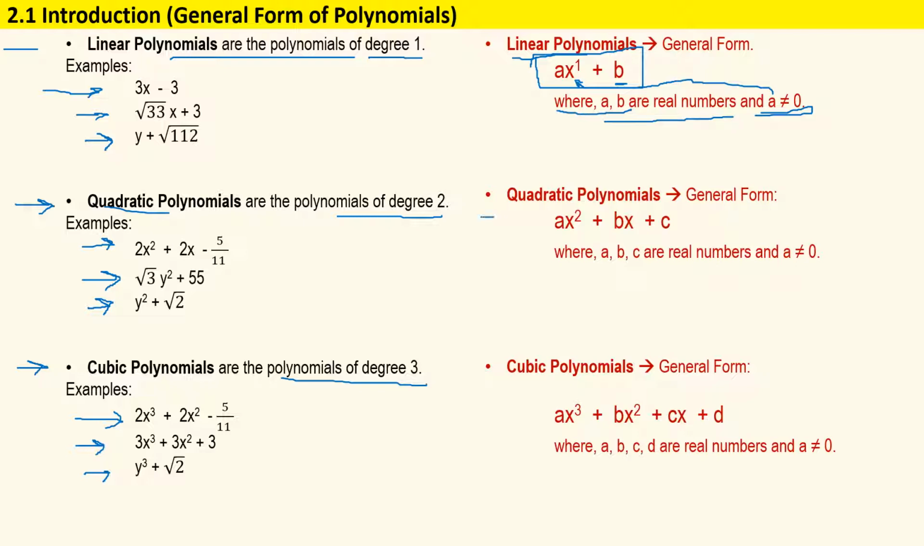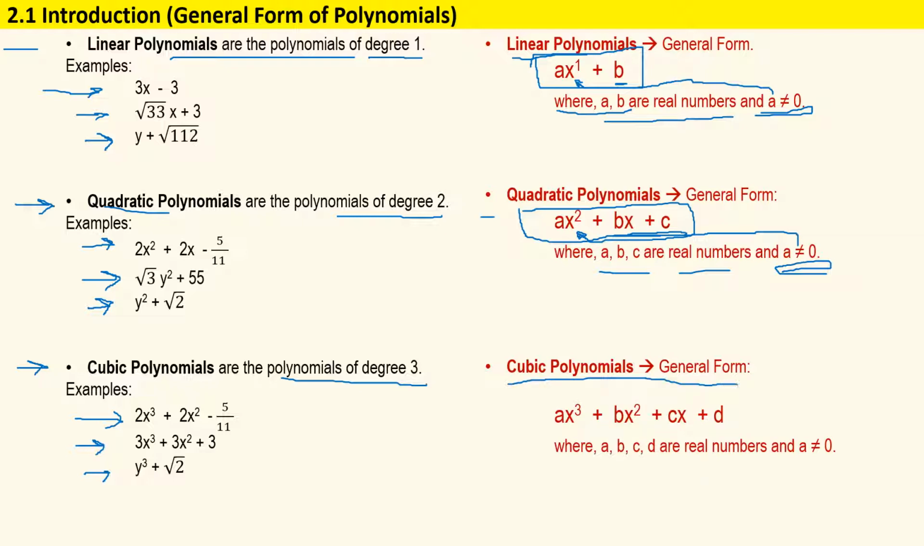The quadratic polynomials have a general form of ax squared plus bx plus c, where a, b, and c are real numbers and a is not equal to 0. And again, a is not equal to 0 because if a were equal to 0, then the term ax squared will become 0 and we shall be left with bx plus c, which is not a form of a quadratic polynomial.